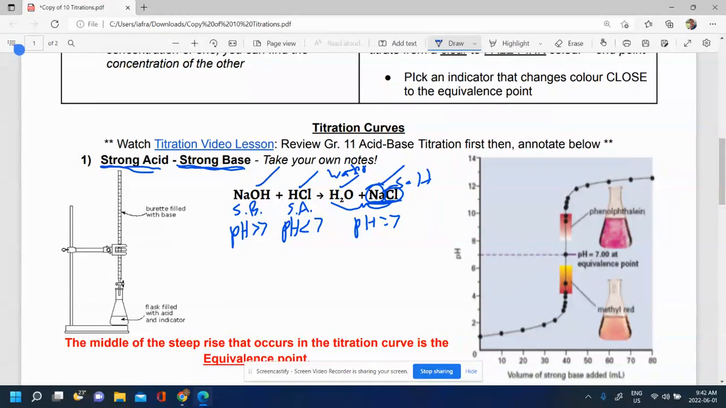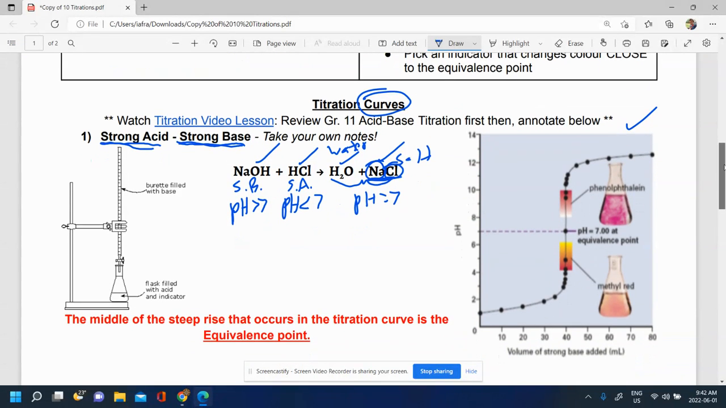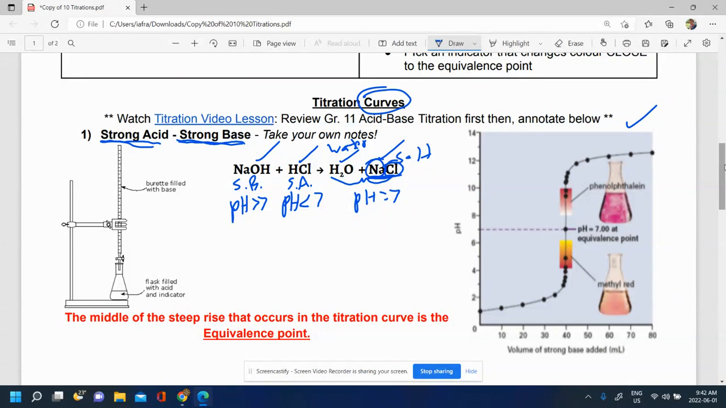So let's take a look at how we monitor this type of titration on a graph. This over here is called a titration curve, and you monitor the pH of your titration as you go throughout. On our x-axis, we have volume of strong base added, and on our y-axis, we have our pH being monitored. So what we're essentially monitoring is the pH of whatever is in the flask.